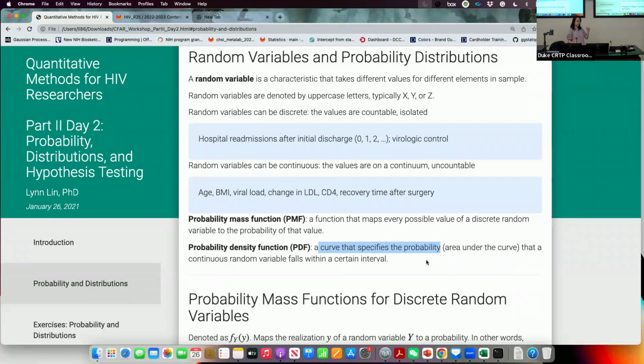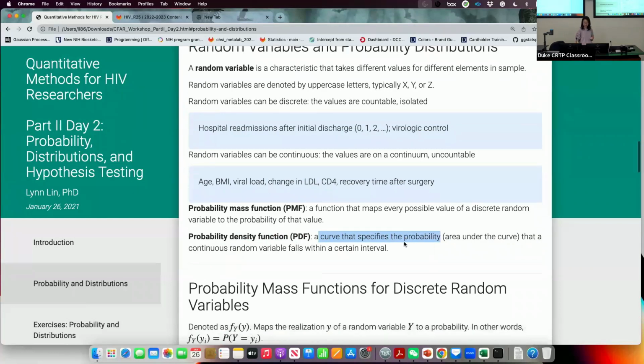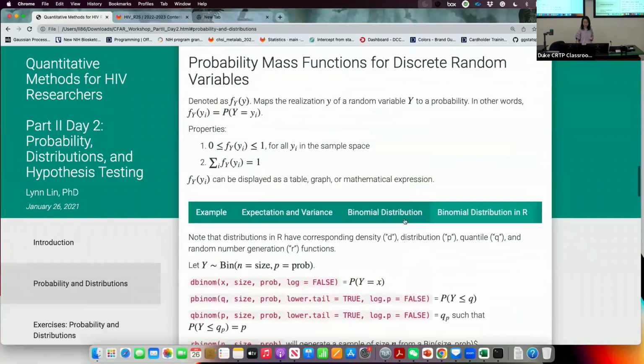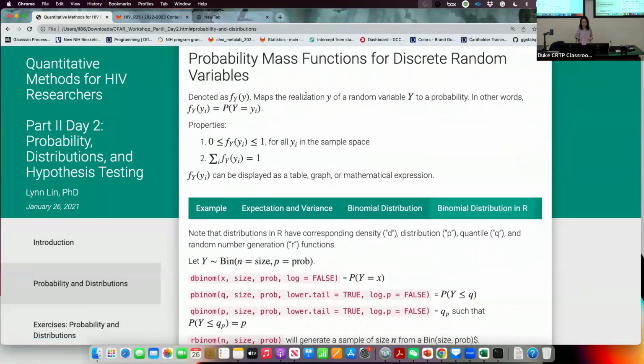Okay, so those may be very abstract. So let's just look at specific examples. I use F to denote that this is a function, and more specifically, this is a probability mass function. And this big Y denotes that this is the probability mass function specific to the random variable Y. And then this small y is the realization of this big Y.